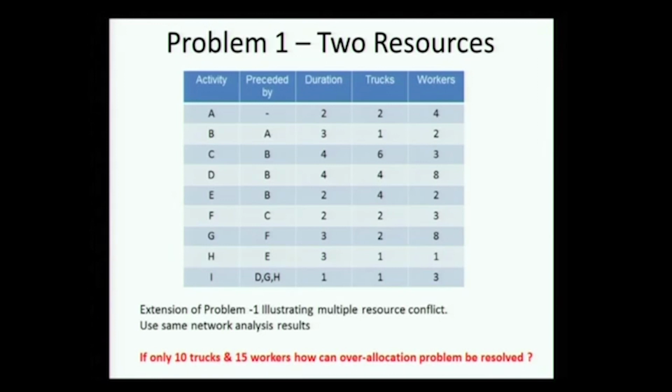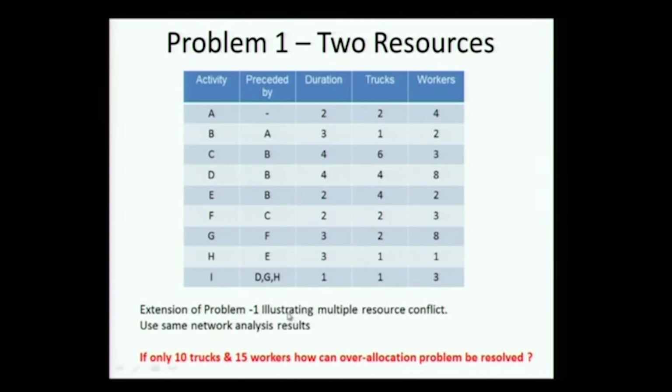Let us now go to the same problem, the same network we took in problem 1, but we are going to go with 2 resources. Remember we had this problem with trucks as a resource. I am going to now add workers as a resource. You have solved the network, so I am not going to ask you, and you are familiar with the network. That is why we are taking this problem.